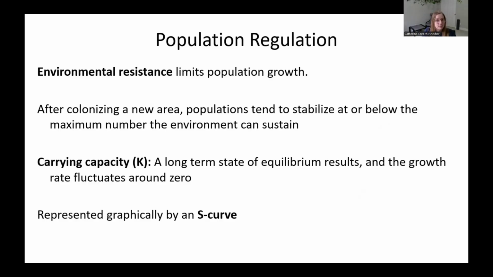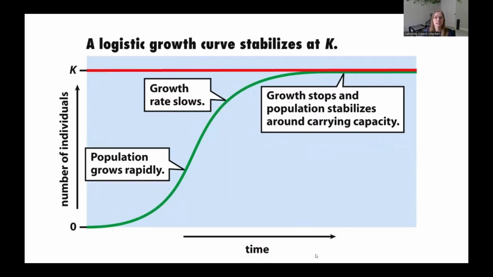So you can't have unlimited food, you can't have unlimited space to create dens, and that means that you can't have an unlimited number of individuals growing in an area. If an organism grows up until its carrying capacity, it's going to be represented by an S-shaped curve, and we describe this as logistic growth. So logistic is our key word right here.